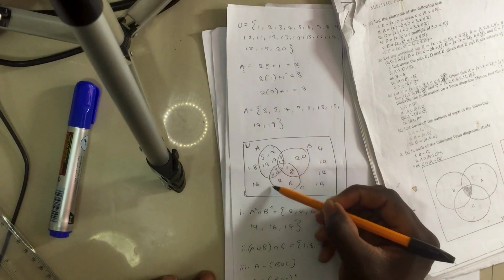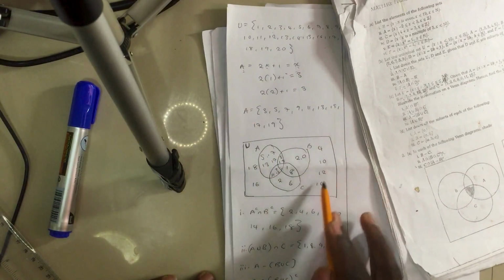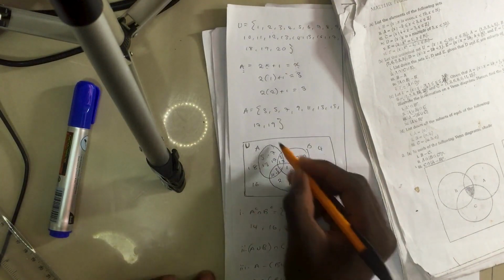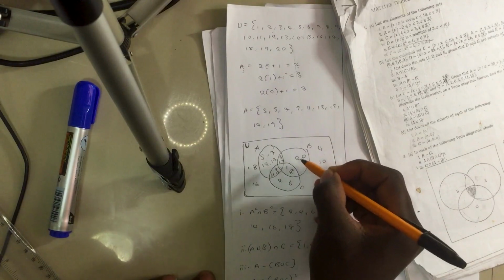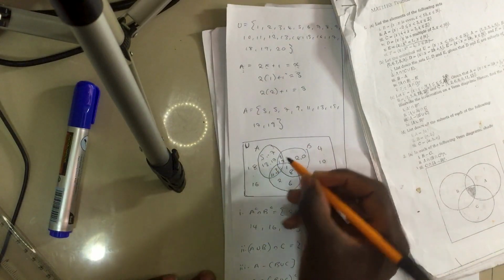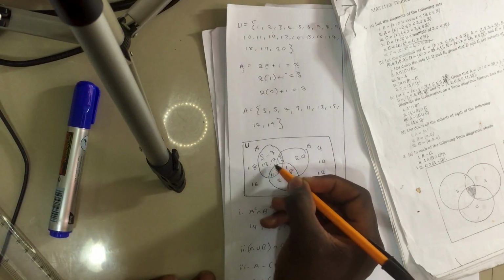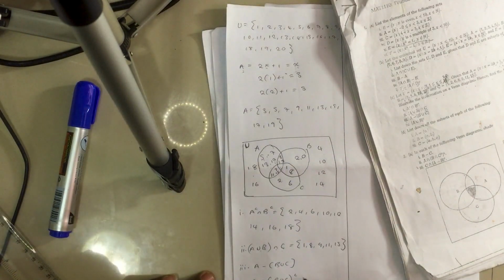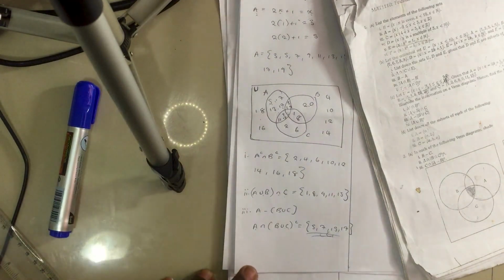So B union C complement: this is B and this is C, B union C, and everything that's outside here is the complement. The complement is everything outside B and C. So what's intersecting with set A? What elements are in the B union C complement that are intersecting with set A? The only elements that are intersecting with set A from the B union C complement are the ones that are in A, which is 5, 7, 13, and 17. So our final answer is 5, 7, 13, and 17.